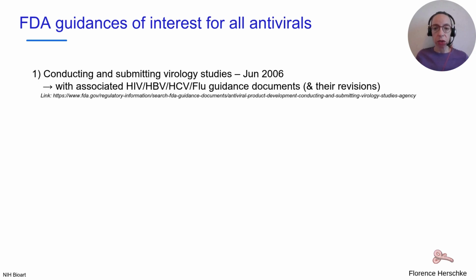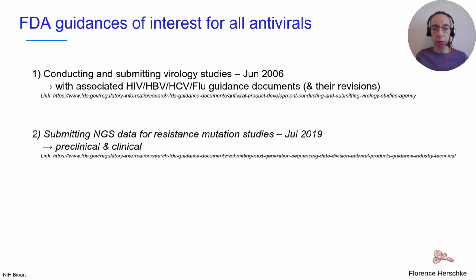The first one on conducting and submitting virology studies, which dates from June 2006, so already a while ago, and its associated guidance documents specifically for HIV, HPV, HCV, and influenza, as well as their revisions. You can find the link here below. The second document is on submitting next-generation sequencing data for resistance mutation studies, both preclinical and clinical. This one is obviously more recent, as the technology itself is also more recent, so from July 2019.